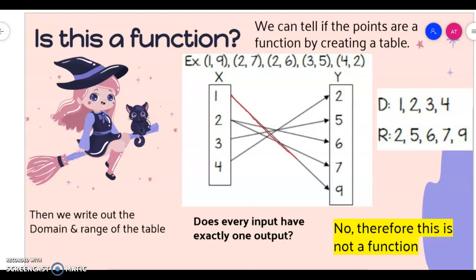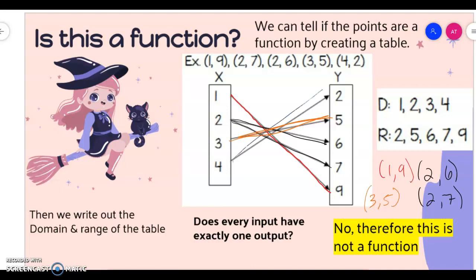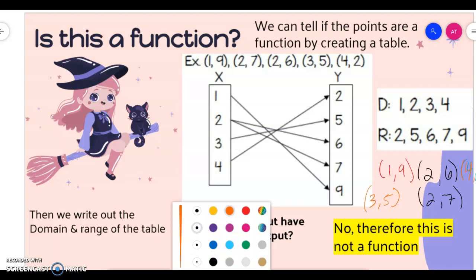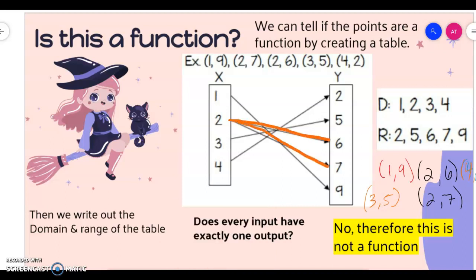So from 1 to 9, that's a point. Then from 2, I have 6 and a 7. Then from 3, I have 5. And 4 is 2. So, let's ask this question. Does every input have exactly one output? No, because look, 2 has 2 options. 2 has the number 6 and the number 7 as an output.